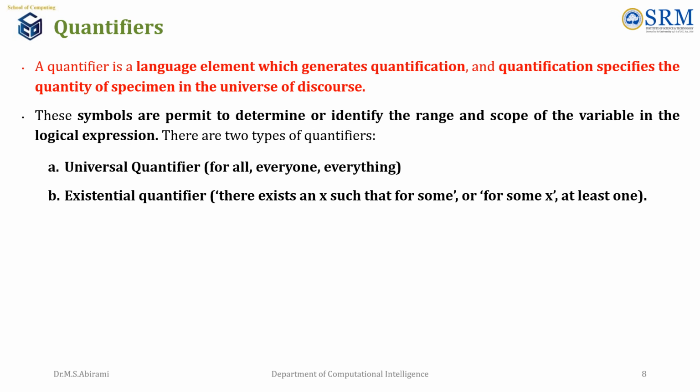The next is quantifiers. A quantifier is a language element which generates quantification, and quantification specifies the quantity of specimens in the universe of discourse. These symbols permit us to determine or identify the range and scope of the variable in the logical expression. There are two types of quantifiers. The first one is the universal quantifier: for all, everyone, everything. And the second is the existential quantifier: there exists an x such that, for some x, at least one.